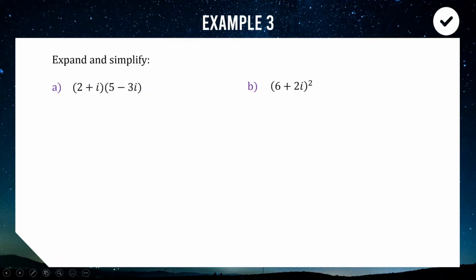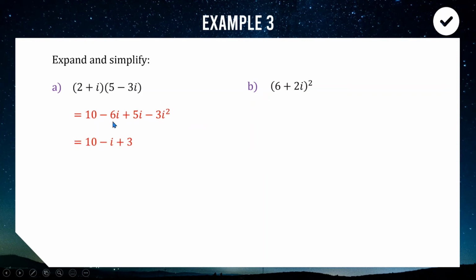So for the first one, expanding out these parentheses terms, we're going to use a binomial expansion. So we're going to have 2 times 5, we're going to have 2 times minus 3i, we're going to have 5 times i, and then we'll have i times minus 3i. So the end term is going to be minus 3i squared, but then keep in mind that i squared is of course equal to negative 1. So we've got minus 3 times minus 1. So this end term is eventually going to be plus 3.